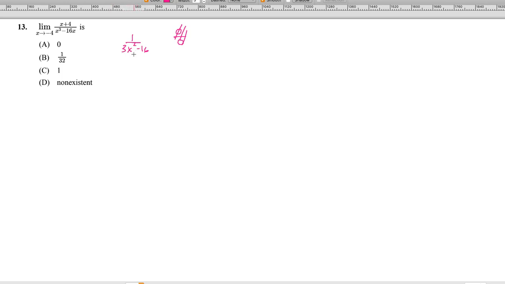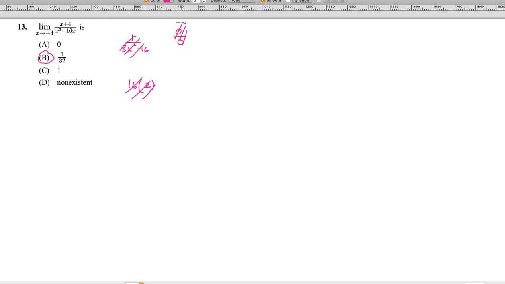At -4, does that give me -4 squared is 16 times 3, 16, yeah, -4 is 16. 16 can factor out. 3 minus 2 is 2. 32. 1 over 32. Oh, cool. Yeah. So we could do L'Hopital's rule and get the right answer, but I mean, you don't have to.